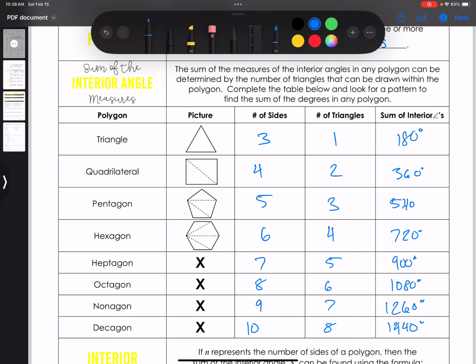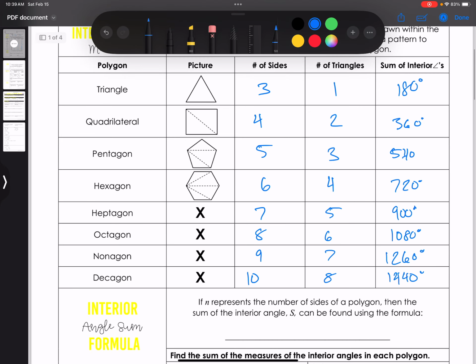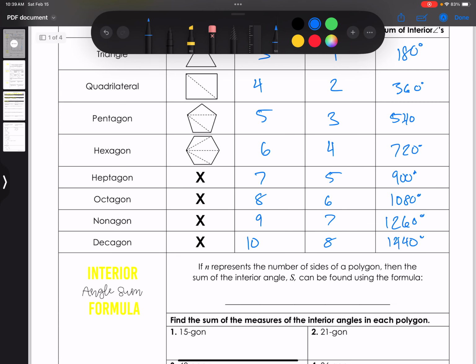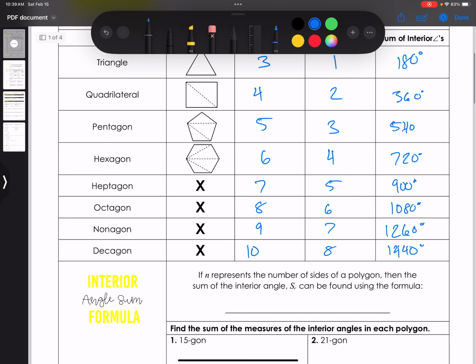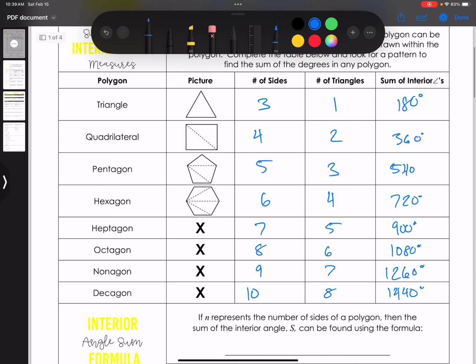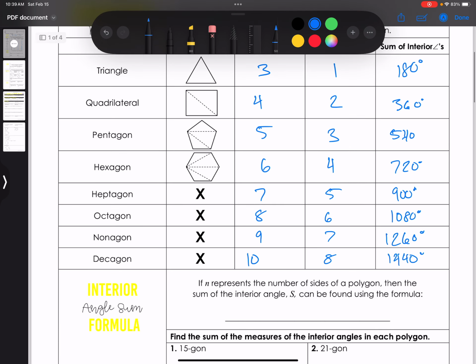It'd be much nicer if we had a formula that we could just plug in every single time we're trying to answer this question. That's what this next piece is. So we're going to let a variable n represent the number of sides in a polygon. So here, triangles have three, that'd be our n. Quadrilaterals have four, that would be our n. Then the sum of the interior angles, which we usually label S, can be found using this formula.